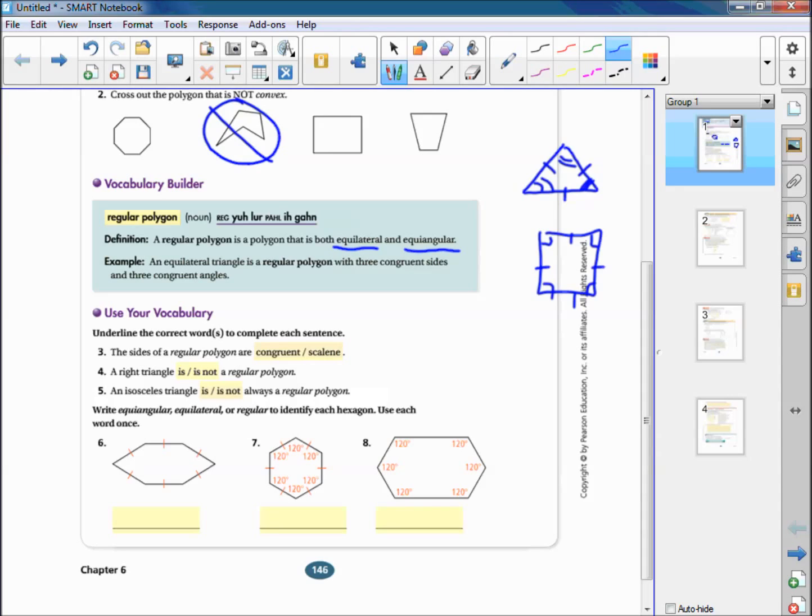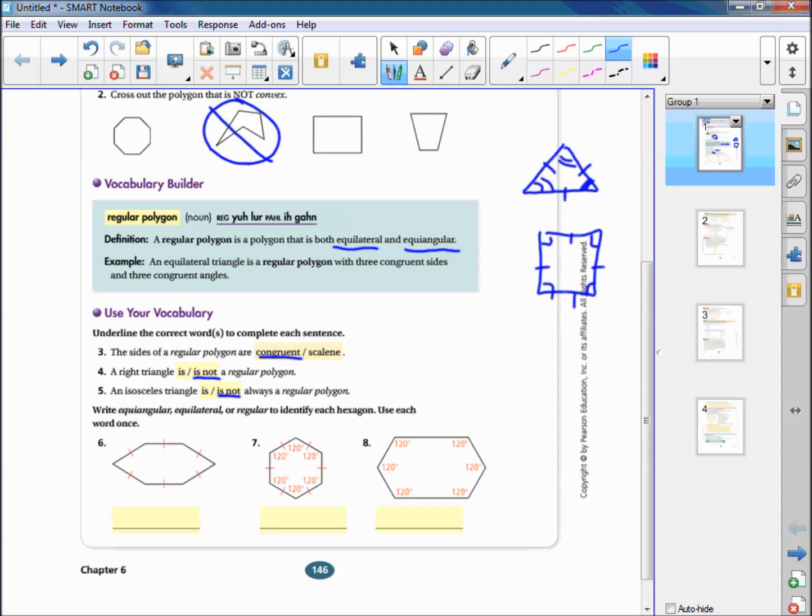All right, underline the correct words to complete each sentence. The sides of a regular polygon are congruent. That's what makes it regular. All the sides are the same and all the angles are the same. So a right triangle is not a regular polygon. It does not have 3 angles the same. An isosceles triangle is also not a regular polygon. It only has 2 sides the same.